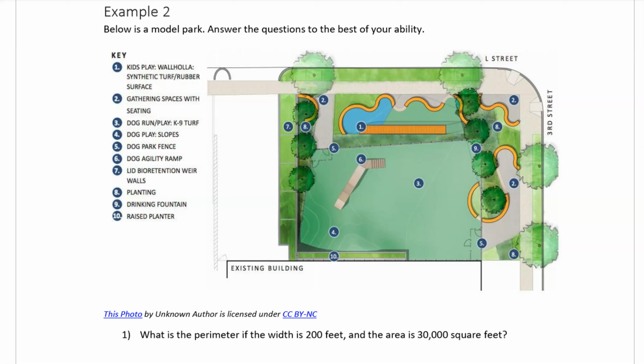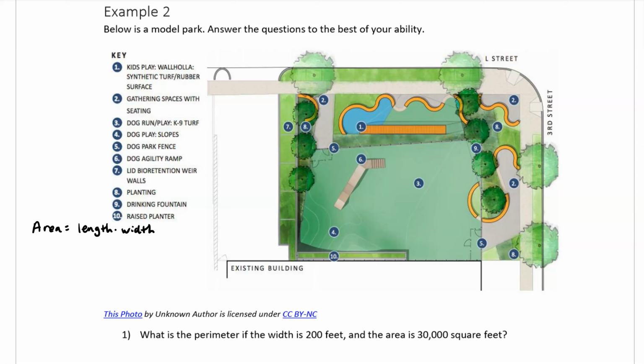Example 2 says, below is a model park. Answer the questions to the best of your ability. The first question asks, what is the perimeter if the width is 200 feet and the area is 30,000 square feet? So we know area is equal to length times width when we're talking about a rectangle.